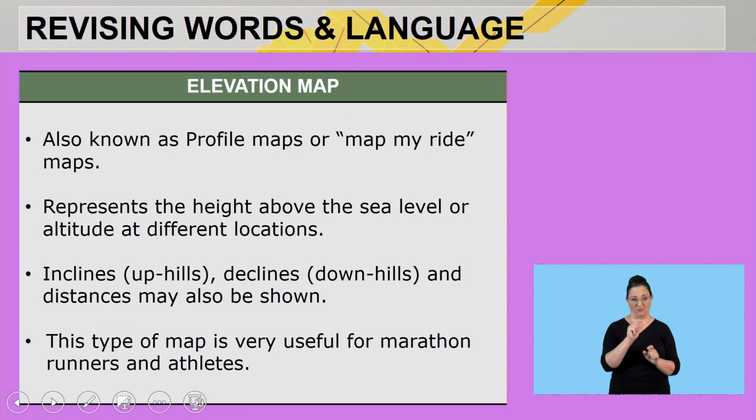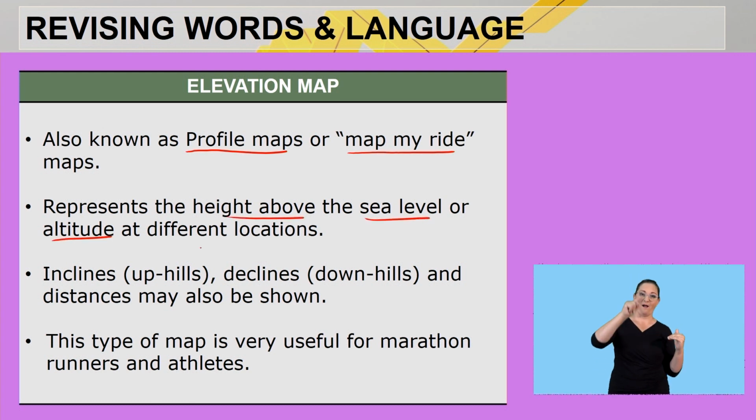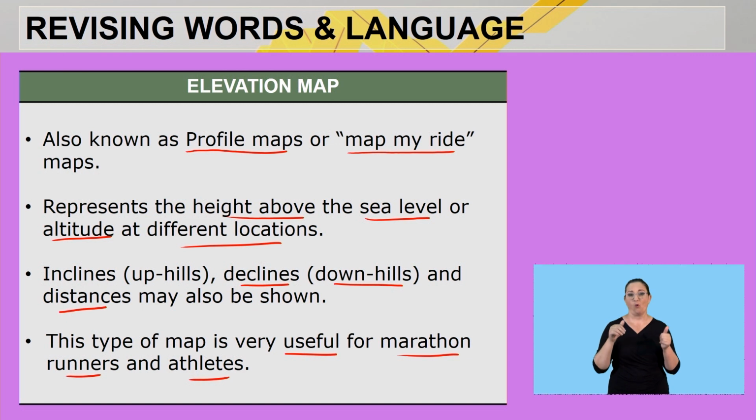Then also, we've looked at elevation maps. Here we've indicated that an elevation map is also known as a profile map, and on the internet, they refer to it as Map My Ride maps. Elevation maps represent the height above sea level, or the altitude at different locations. Also important with an elevation map is inclines, your uphills, or your declines, your downhills, and sometimes the distances may also be shown on your elevation map. This type of map is specifically useful for marathon runners and athletes. So that's the important part of our elevation maps.